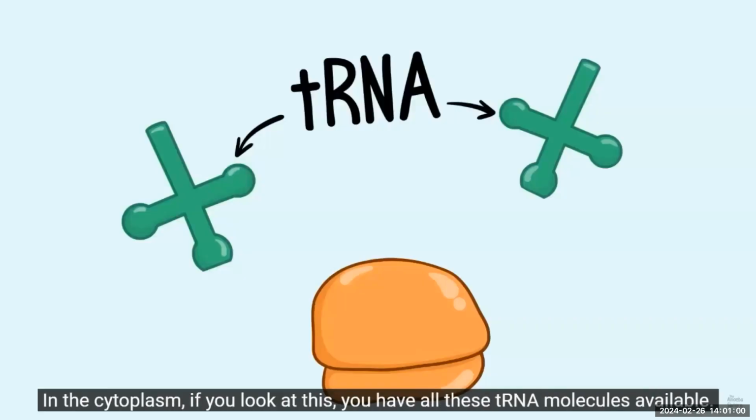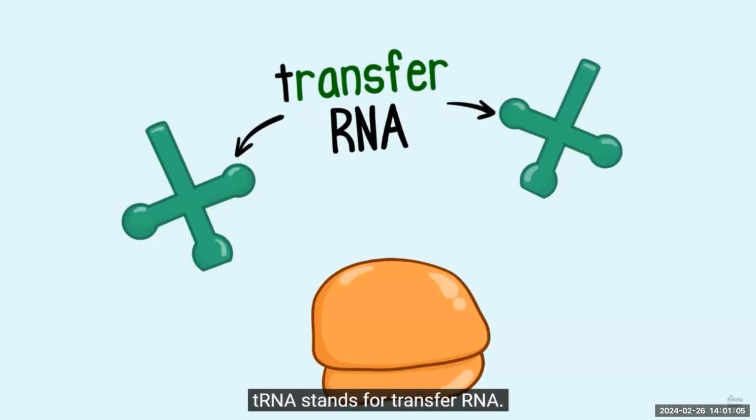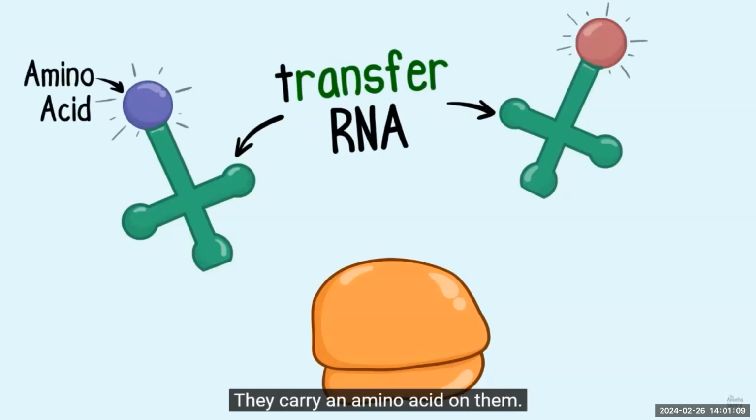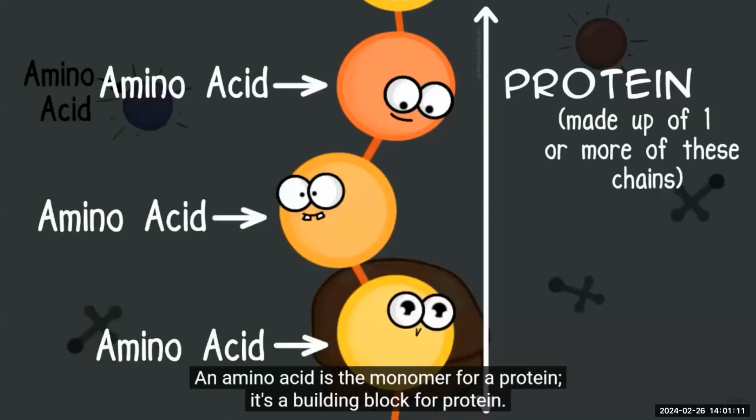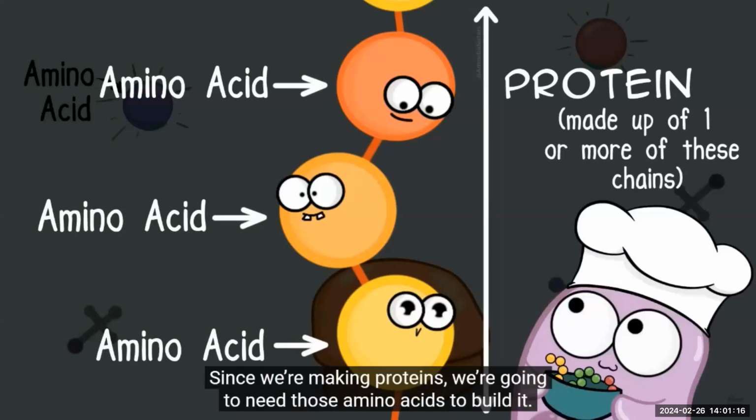In the cytoplasm, if you look at this, you have all these tRNA molecules available. tRNA stands for transfer RNA. They carry an amino acid on them. An amino acid is the monomer for a protein. It's a building block for protein. Since we're making proteins, we're going to need those amino acids to build it.